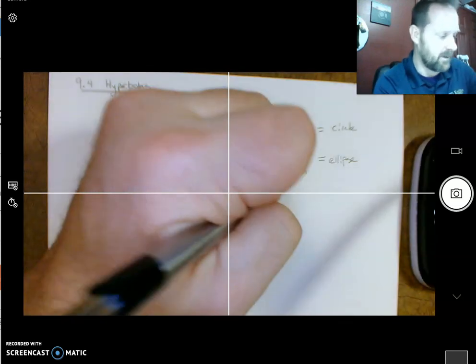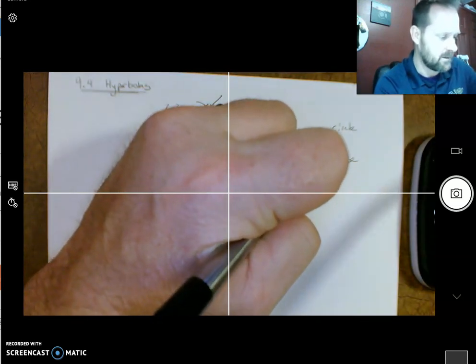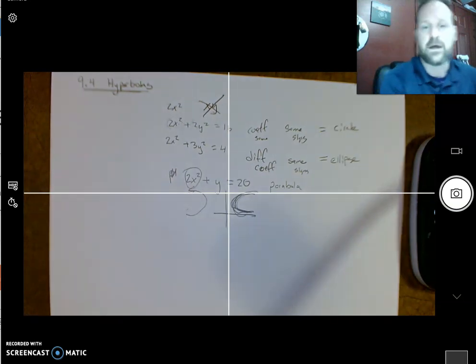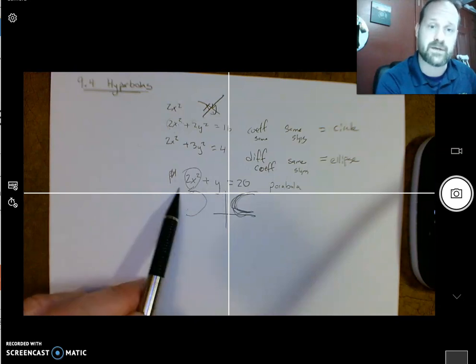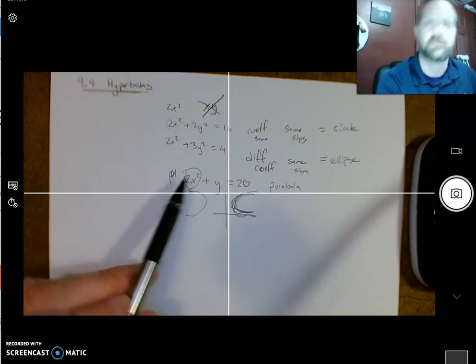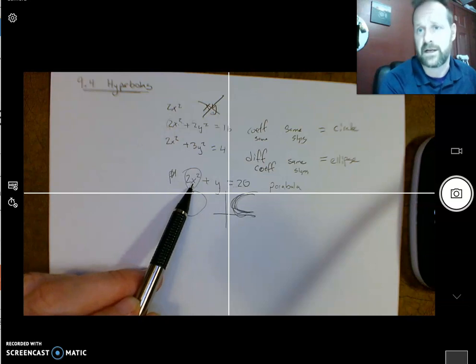Okay. This would be a parabola. A parabola is easy because it only has one x squared or one y squared term. It won't have a y squared. If it has an x squared term, it won't have a y squared term. Conversely, if it has a y squared term, it won't have an x squared term.